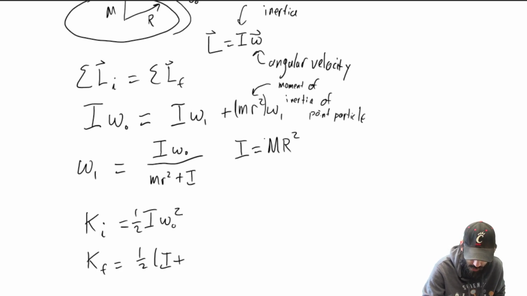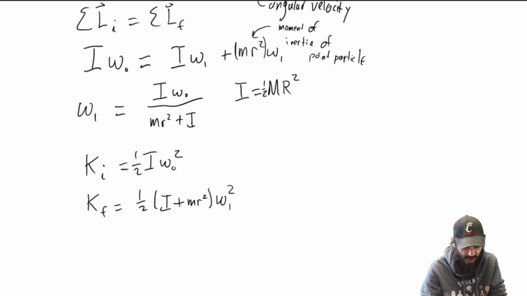Sorry, this moment of inertia, there's a half here that I left out. I need to be really careful. I'm very tired, so I'm hopefully not going to make too many mistakes. So this is going to be plus m lowercase r squared, okay, times omega 1 squared.